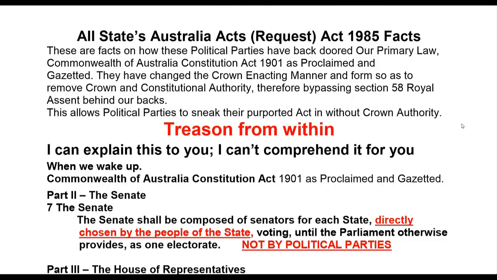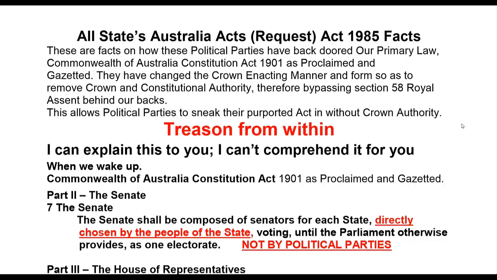In this video and document, we'll be looking at the official government documentation, which will show you the facts on what these purported politicians and political parties have done behind your back and behind closed doors to move away from the primary law, our 1901 Commonwealth of Australia Constitution Act as proclaimed and gazetted. All relevant documents can be found under this video in the description. We welcome anyone to prove this information incorrect, but please back it up with the facts.